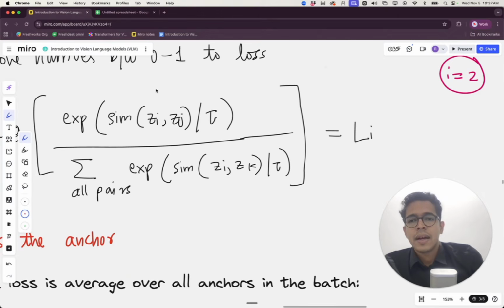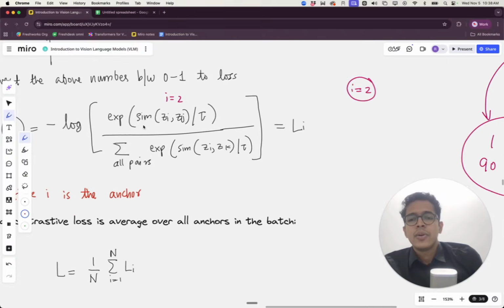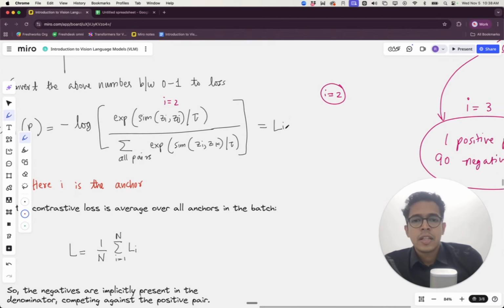So let's say here i equal to 2. Then you construct the logarithmic loss for Li, where this is equal to L2. Then you construct the negative logarithmic loss where the anchor is i equal to 1. Because for i equal to 1 also you can construct positive pairs and you will have negative pairs. Positive pairs are constructed using augmentation. Negative pairs are there in the data set anyway.